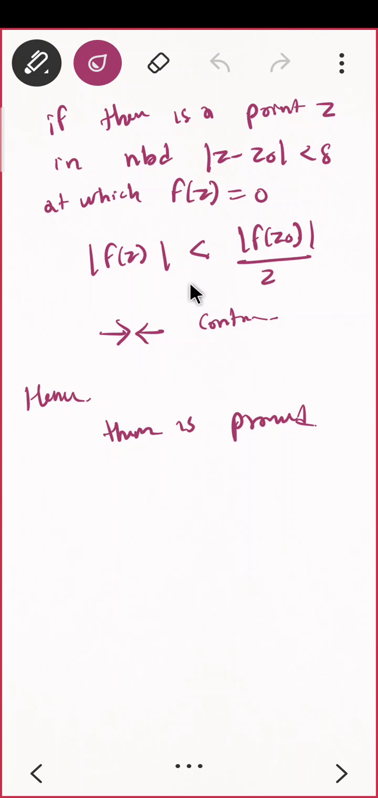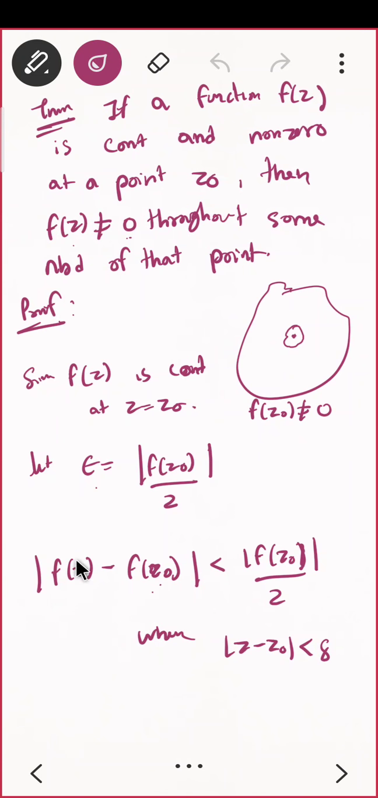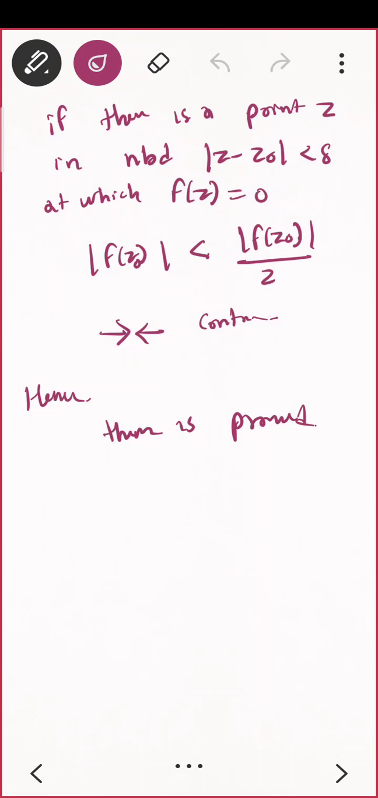which is false, correct? That means your f of z naught must be, sorry, this is z naught, this part is 0, this will be minus f of z naught, which is the same as mod f of z naught, no? So this is a contradiction, hence the theorem is proved. Yes, correct. Okay.